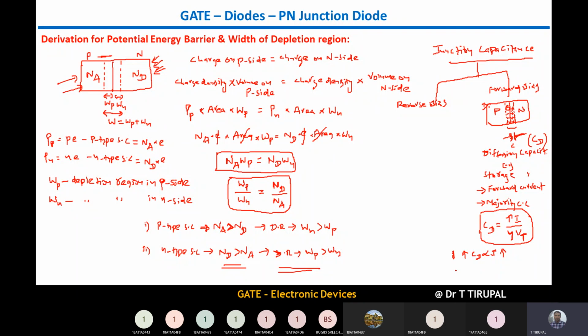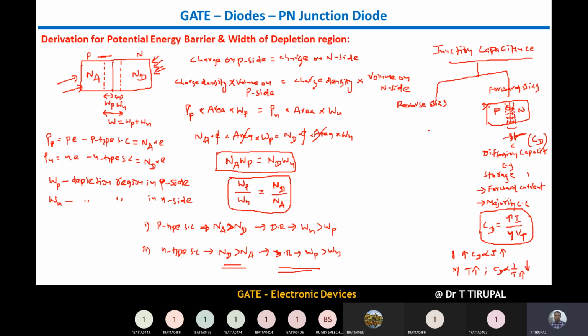The next case: as temperature increases, what happens to the diffusion capacitance CD? Because Vt is equal to kT by q, CD is inversely proportional to T. So as temperature increases, diffusion capacitance decreases. And diffusion capacitance is directly proportional to forward current I: as I increases, diffusion capacitance increases.